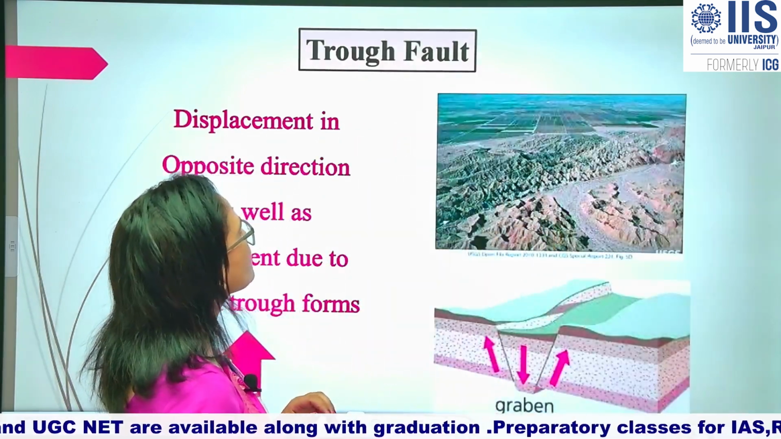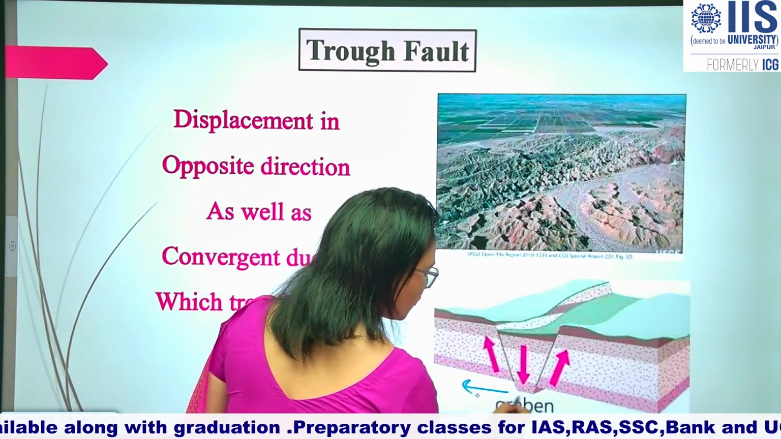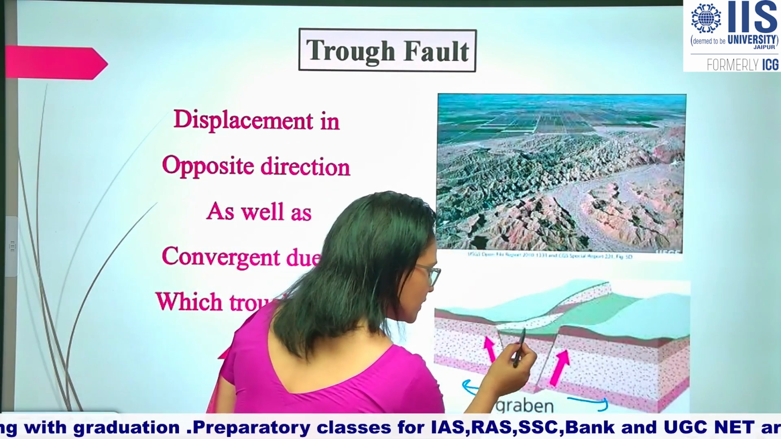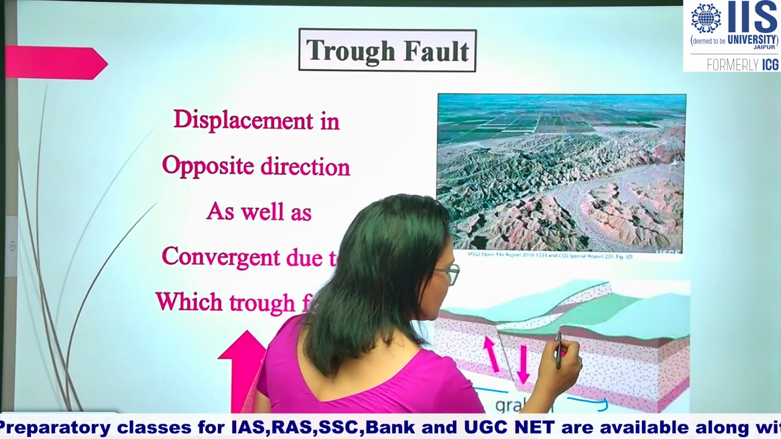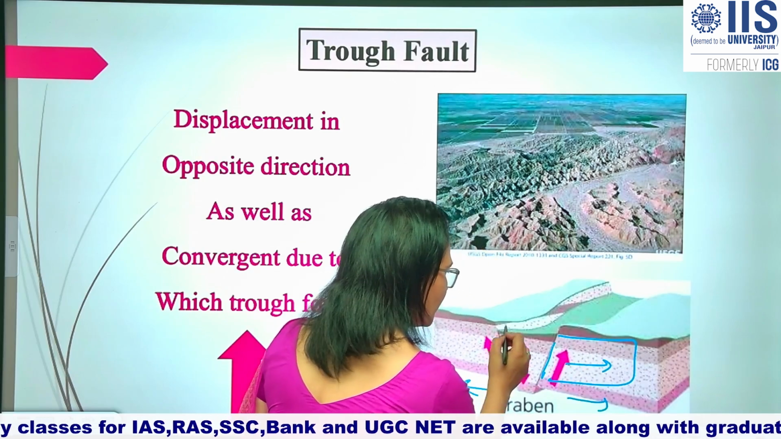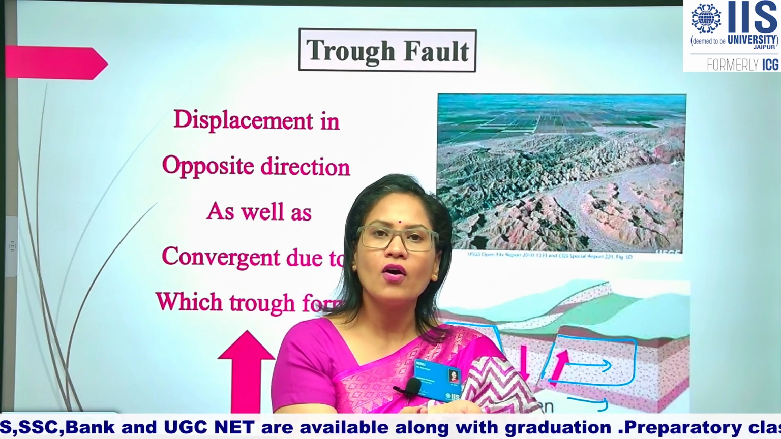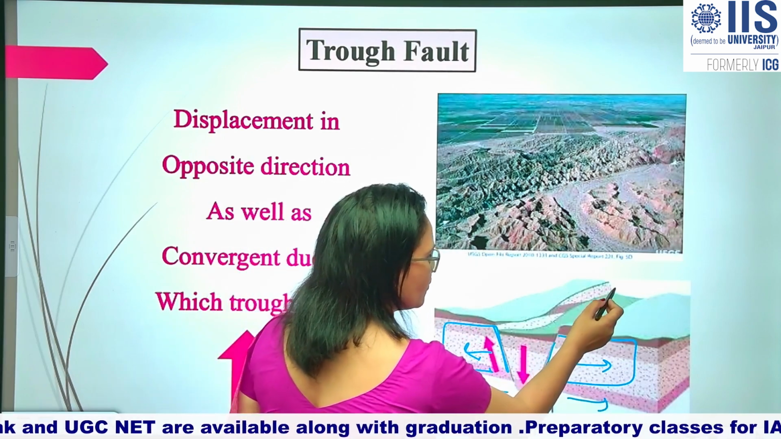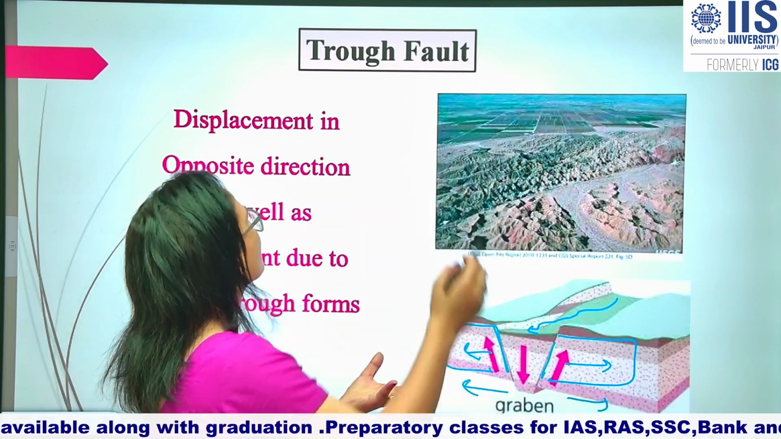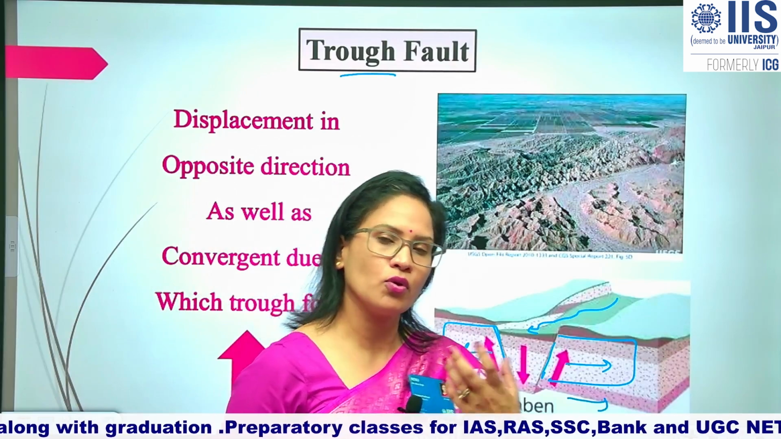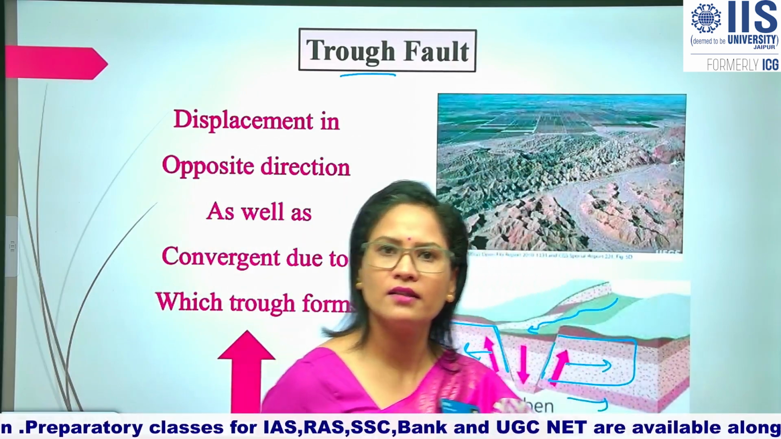Next is the trough fault. Tensional forces are moving apart from each other, and this region is facing less force. Because of that, these two blocks are moving apart from each other, and the central part subsides or submerges. Then a trough type of structure is formed, and this is a trough fault, and mostly rivers capture this trough and flow along that trough. Is it okay?